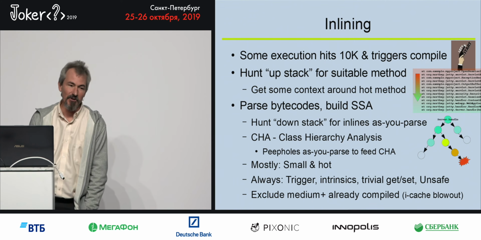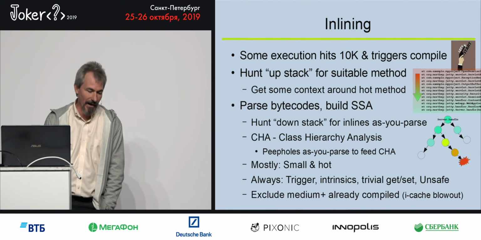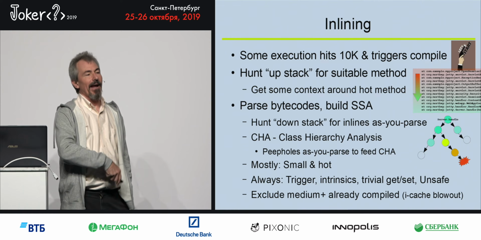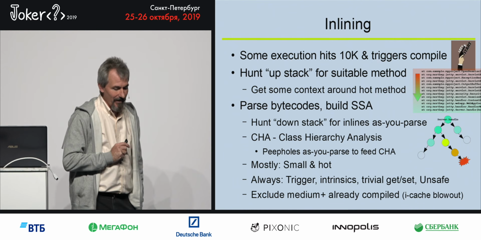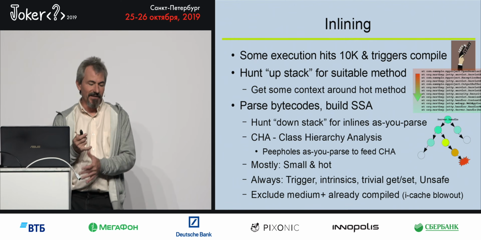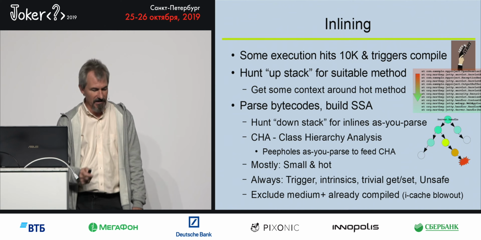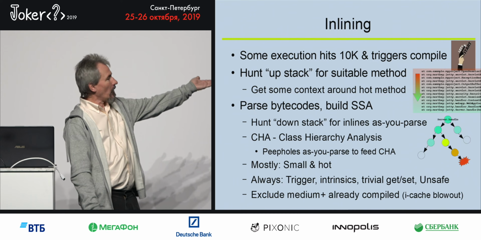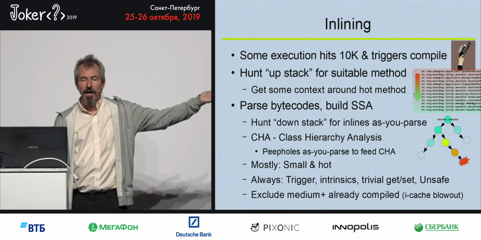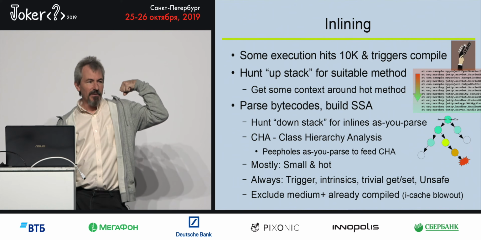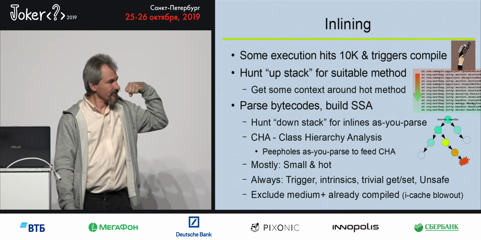After that, you hit the inline heuristics, which are mostly small and hot. Always you inline the trigger method and things that lead up to the trigger method, and always inline intrinsics and unsafe and some trivial getters and setters, some really tight rules for the always. You exclude things that are already compiled and kind of big, or you'll have iCache blowout problems.